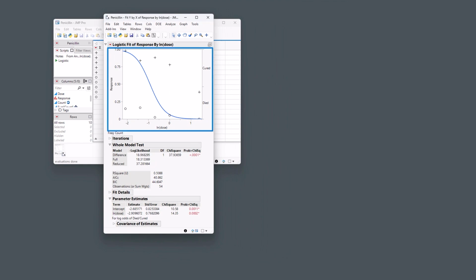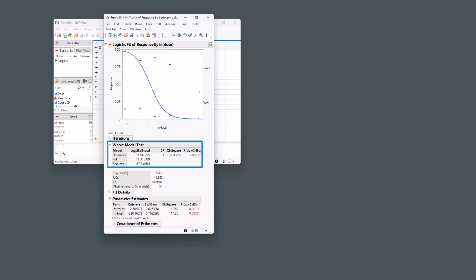The response axis of the graph represents the probability that the response variable equals died. It's high for low log dose, and it decreases as log dose increases. The whole model is significant at alpha equals 0.05, indicating the association between log dose and the probability of died.